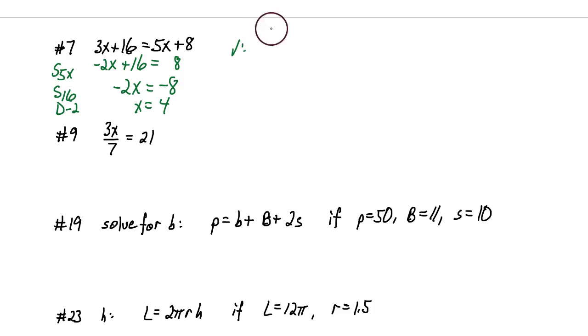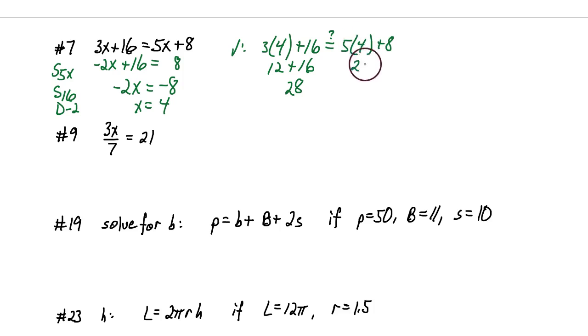Let's check to see if that's correct. Fill in 4 for x. On the left side, 3 times 4 is 12, and 12 plus 16 is 28. On the right side, 5 times 4 is 20, and 20 plus 8 is 28. The answer checks.